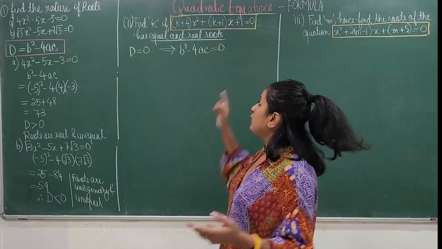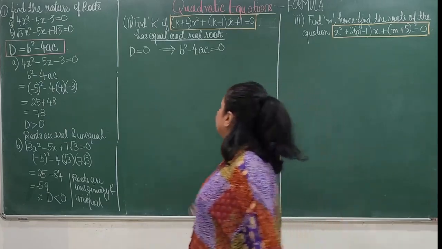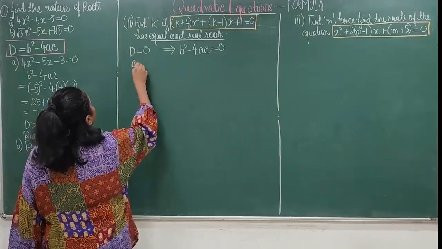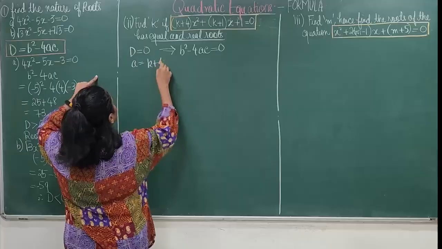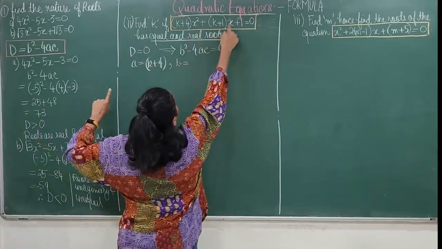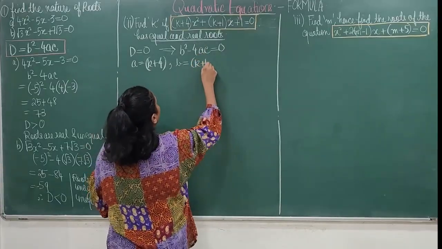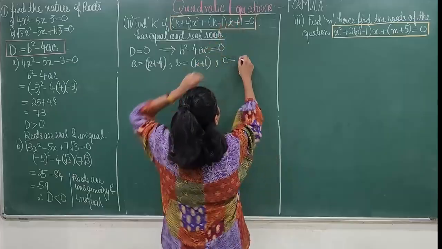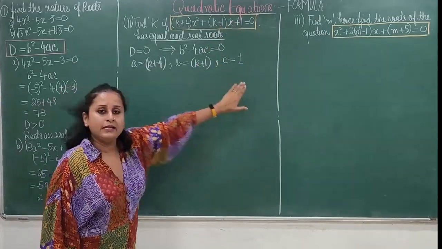Now the second step for these kind of complex problems is always find your correct coefficients. What is a here? A is the coefficient of x square. A is k plus 4. What is b? B is the coefficient of x, which is k plus 1. And what is c? C is your constant, which is 1. Have we finally found our a, b and c?